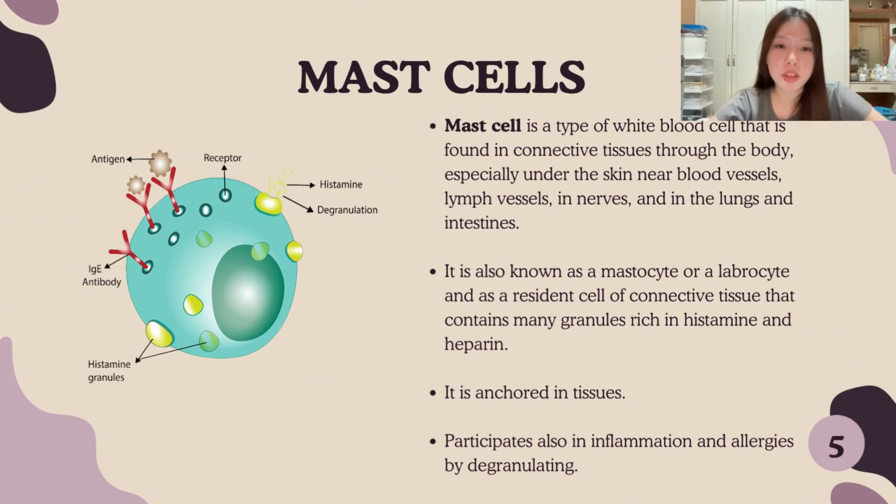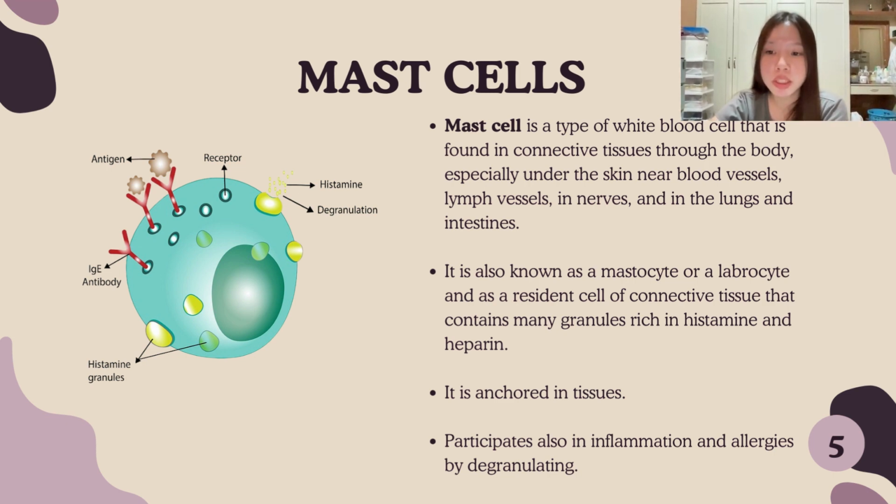Next, we have the mast cells. Also known as a mastocyte or labrocyte, it is a specialized type of white blood cell distributed throughout the body's connective tissues. It is mainly concentrated near blood vessels, lymph vessels, and nerves, as well as in the lungs and intestines.